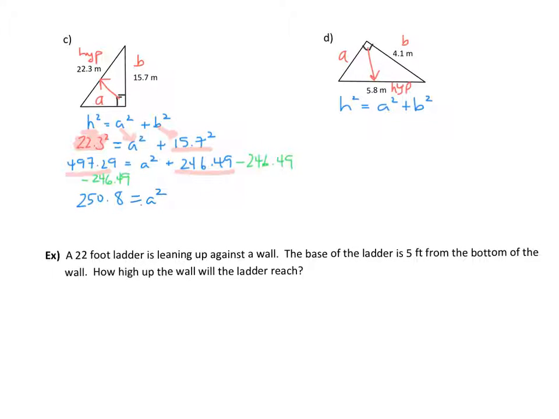And then to get A by itself, we square root both sides, hit the square root button on the calculator, and I got A being approximately equal to 15.8. And again, I'm rounding to one decimal place because the question had their numbers to one decimal place. Try part D if you have not done so already, and I'll put up a solution.